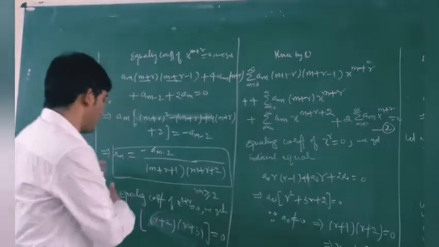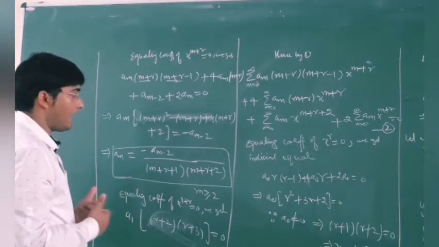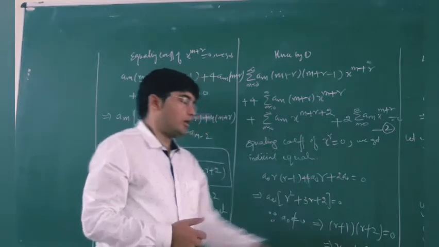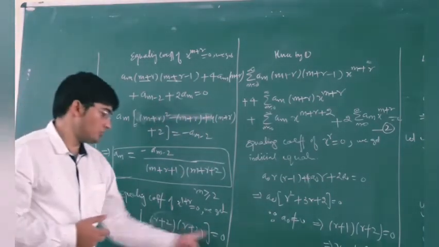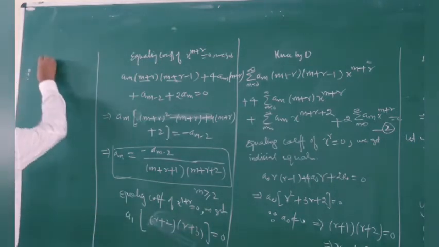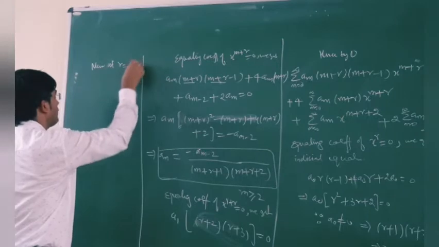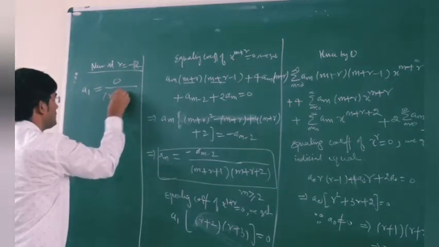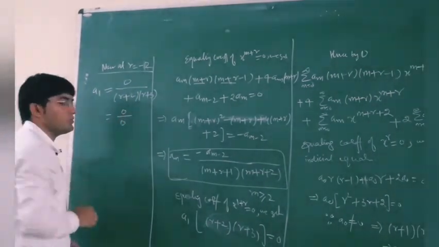Now if you take a1 common, then we will have this bracket. Now at r equal to minus 2, we have this factor, and you can see that your a1 is 0. Now at r equal to minus 2, our a1 will be 0 upon r plus 2, r plus 3. So this will be of the type 0 upon 0.